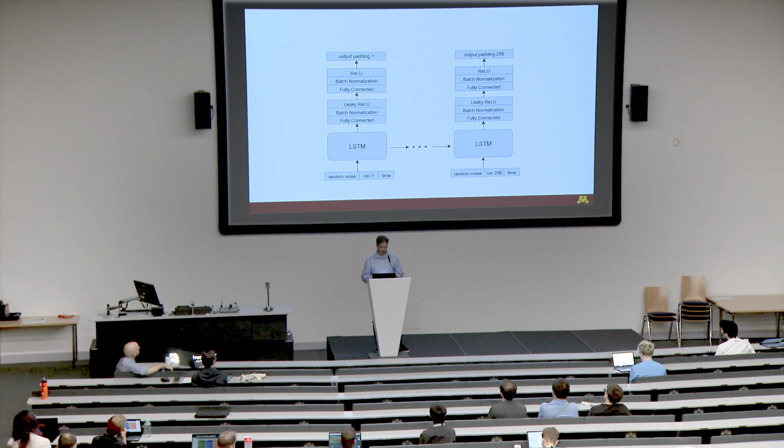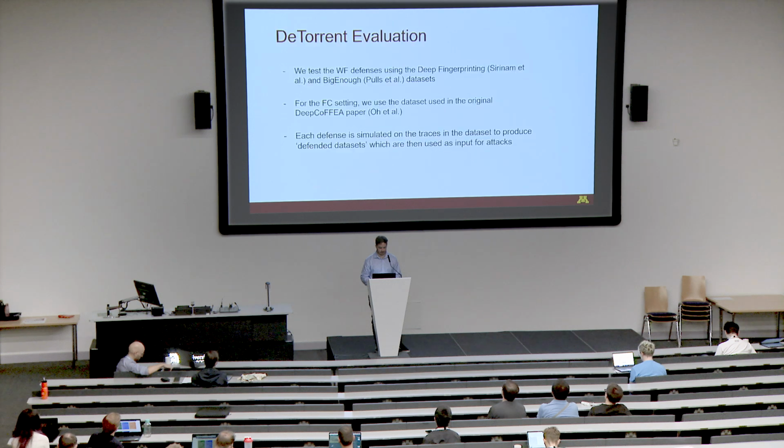I'll go over this quickly. The core of this doesn't matter as much, but if you look at the bottom left, it shows the input at each time step is some random noise and the volume of traffic in the previous time step. Then the output padding is applied to the next time step. So the LSTM is continually taking into account its past decisions and what the traffic looks like while determining the best amount of padding to add to the next step. And it does this across 256 bins.